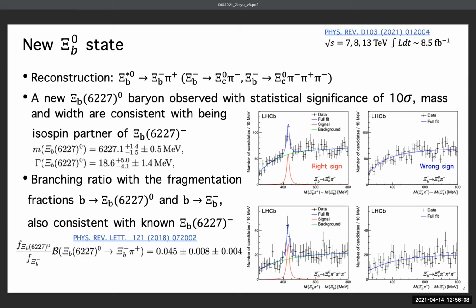Taking into account the ratio of fragmentation fractions of Xi_b* and Xi_b-, the branching ratio has been reported and it's also consistent with the isospin partner Xi_b(6227)-. Sorry, 27, yeah.